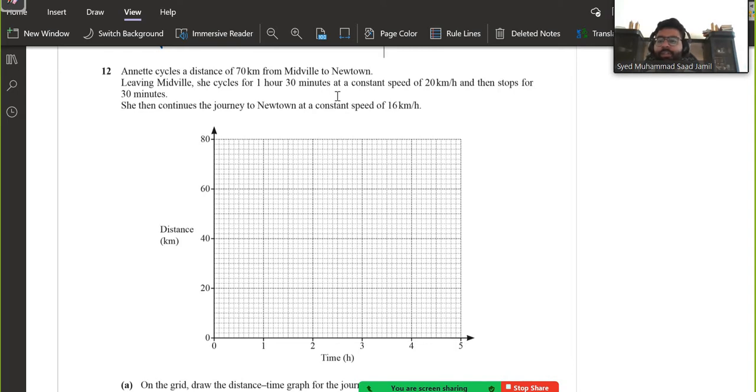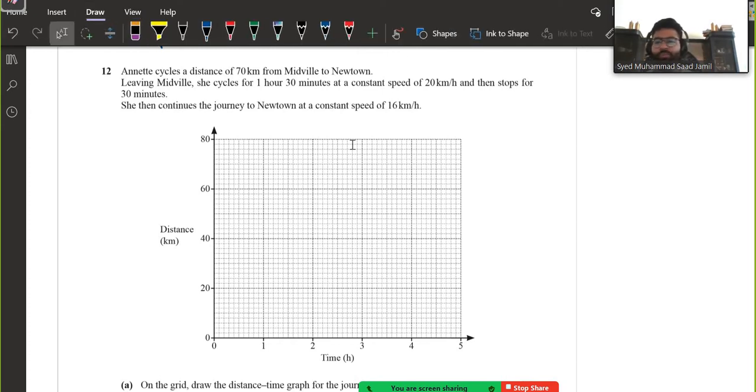Anyways, it says Anit cycles a distance of 70 kilometers from Midwhile to Newtown. Leaving Midwhile, she cycles for 1 hour 30 minutes at a constant speed. Now, you know, these questions, using these names and all, they just make the student a bit confused. Just remove these names. Just write A.